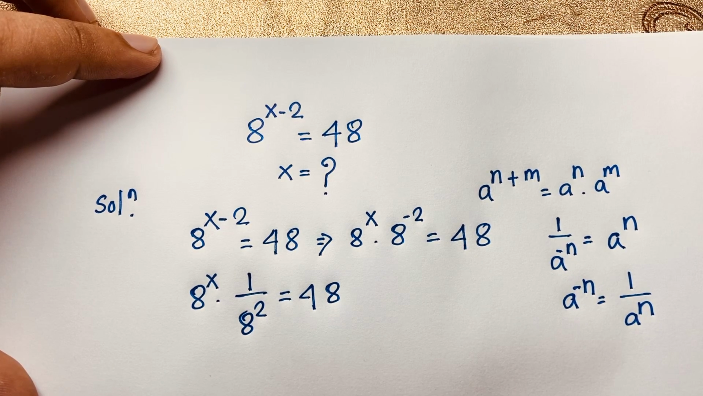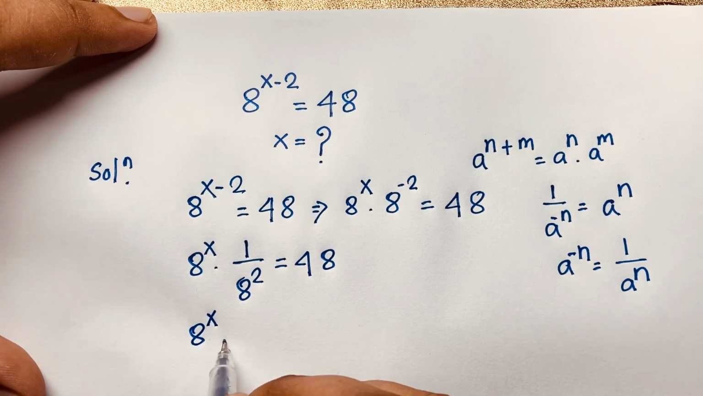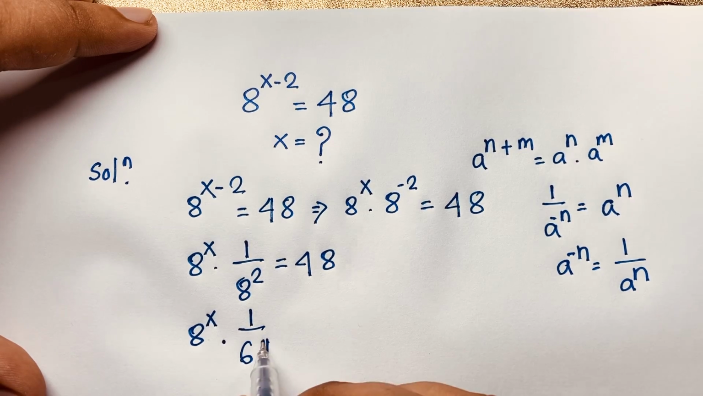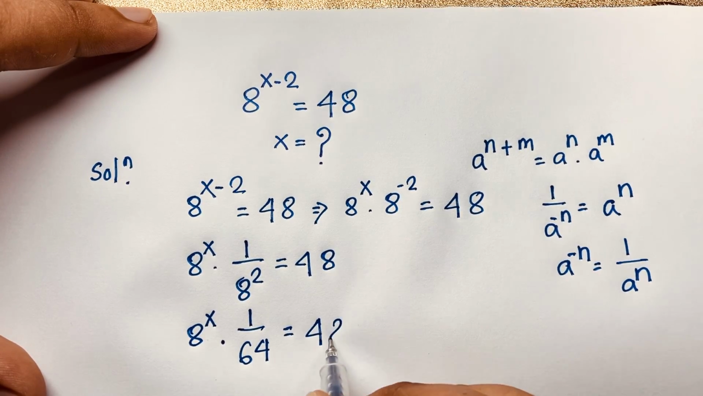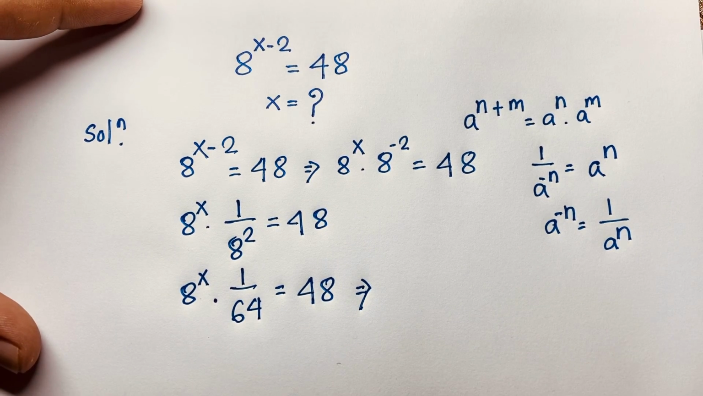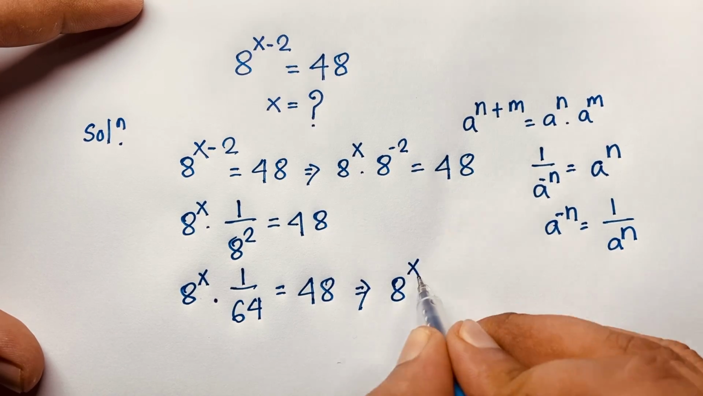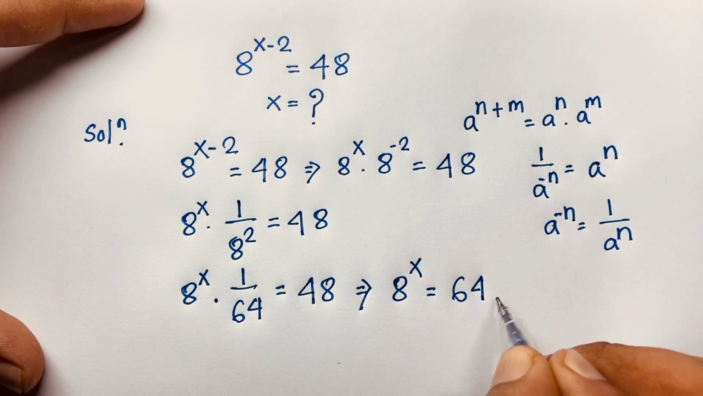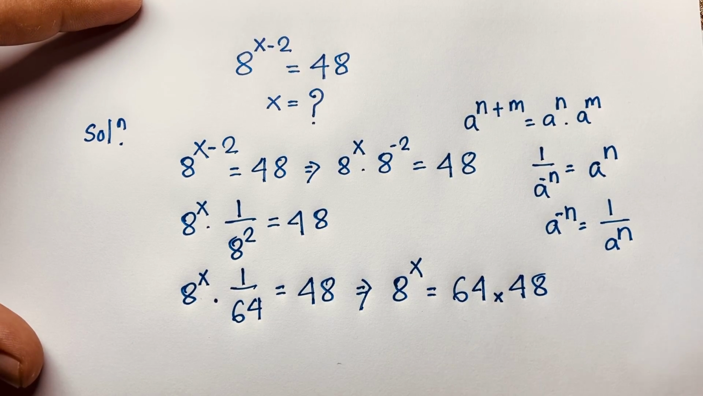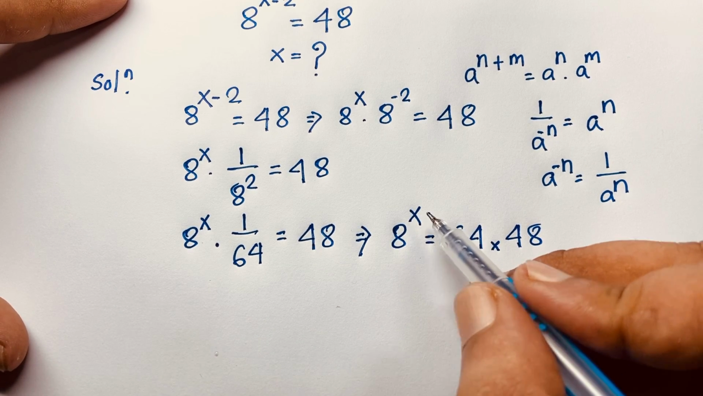Now, 8 to the power x times 1 over 8 squared, which is 1 over 64, is equal to 48. If I multiply both sides by 64, I can say easily 8 to the power x is equal to 64 times 48. I multiply both sides by 64. Now I need to find out what x is equal to.